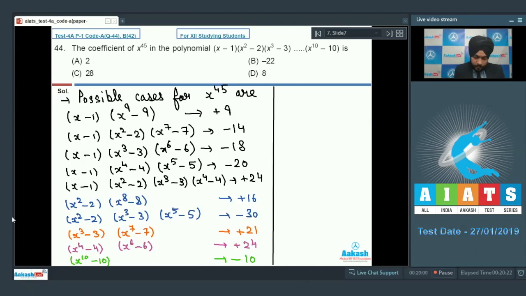The final answer is 9 plus 24 plus 16 plus 21 plus 24 gives you 94. Minus 14, minus 18, minus 20, minus 30, minus 10 gives you 92. The answer is 02. Option number A is correct. Okay, let us move on to 45.